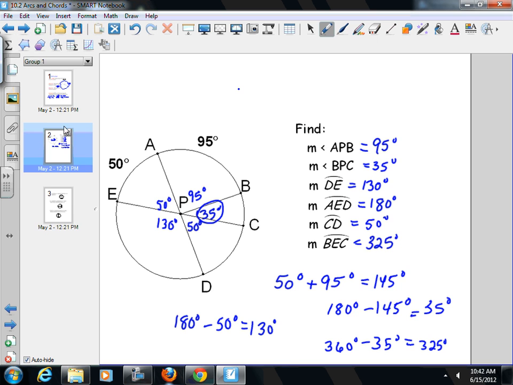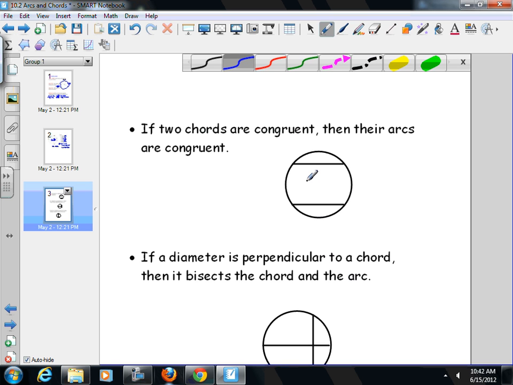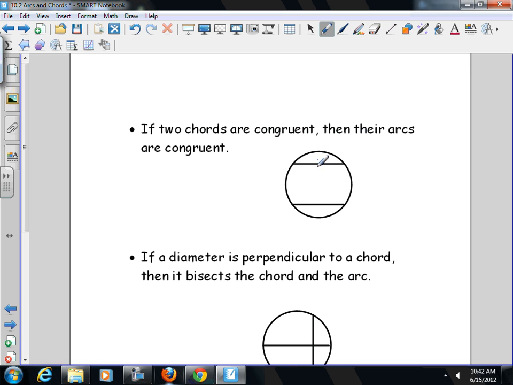Let's move on. Here are some facts that will be quite useful to you. If two chords are congruent, then their arcs are congruent. So let's say that I have these two chords that I've created in this circle. Let's say they're congruent, and let's label these points. We'll call it A, B, C, D. If those are congruent, then we know that the measure of minor arc AB is equal to the measure of minor arc DC.